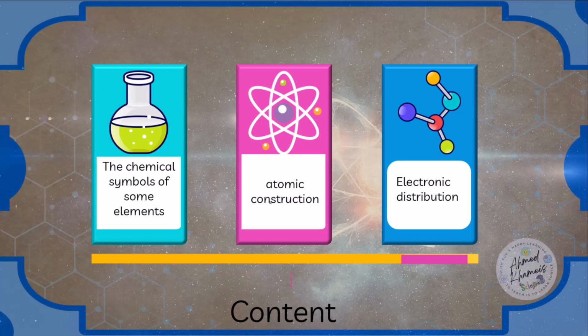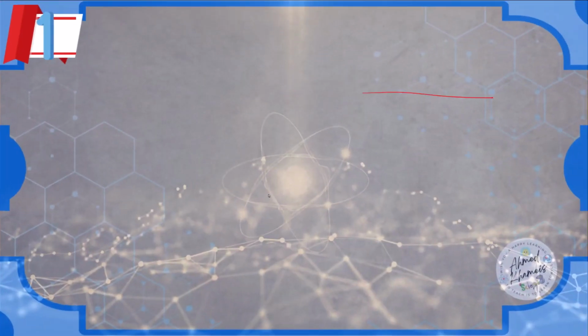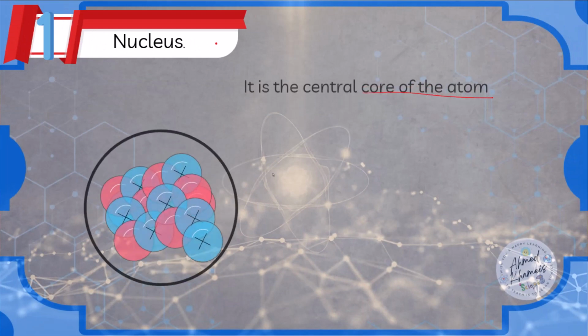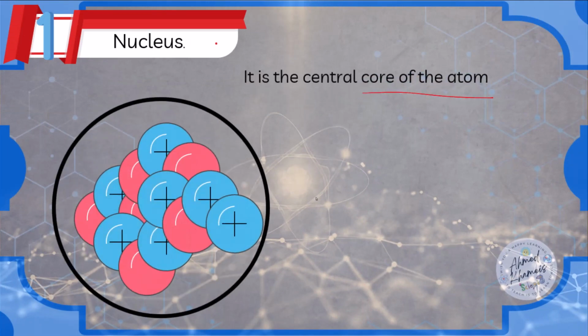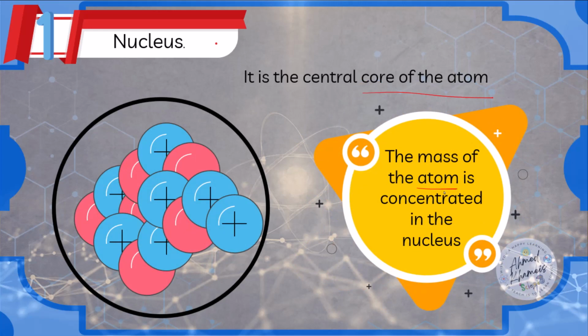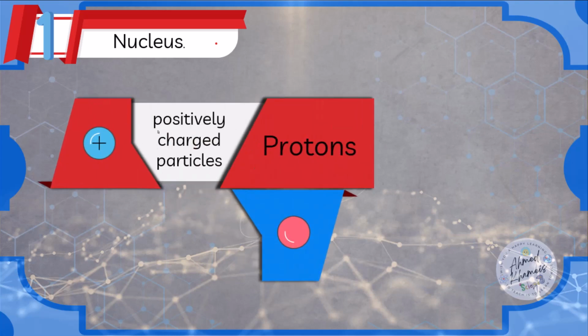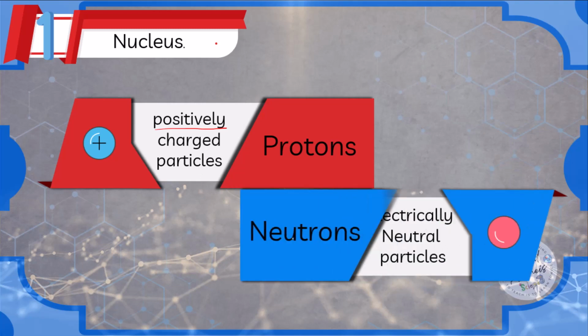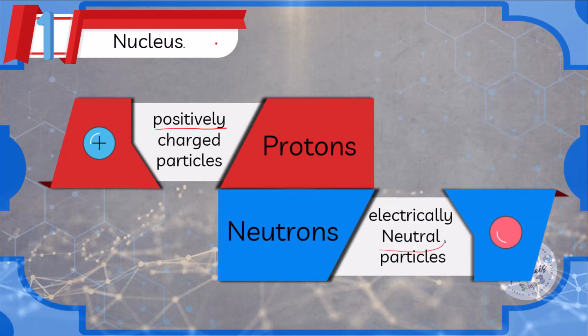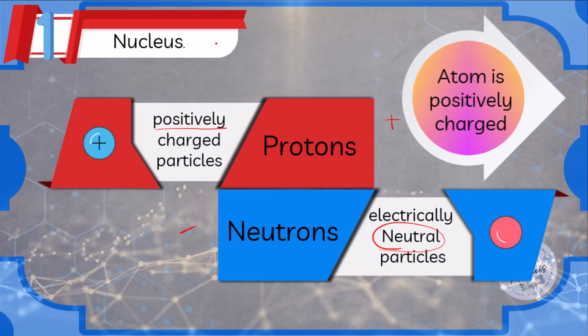Second, the atomic construction. First, the atom has nucleus, which is the central core of the atom, and the mass of atom is concentrated in nucleus. And the nucleus consists of two particles, protons, which are positively charged particles, and neutrons, which are neutral particles. So protons have a positive charge, the neutron doesn't have charge, neutral particles. And that's why the nucleus is positively charged.